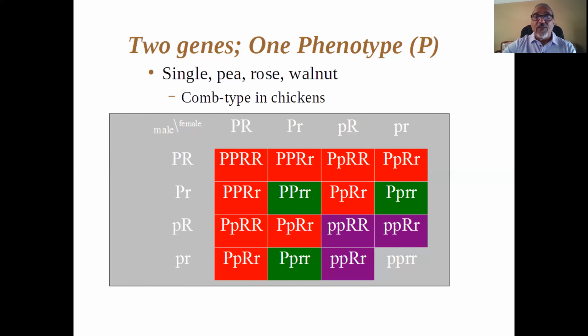Please remember that when you answer any question regarding ratios, you must include a label. You probably learned this in chemistry. You probably recall it from high school, but you must say 9 walnut to 3 P to 3 rose to 1 single. So you have to be very, very clear about which of the phenotypic categories you are defining when you give a ratio. You must, on these problem sets and on the exams, include your labels or it's incorrect.